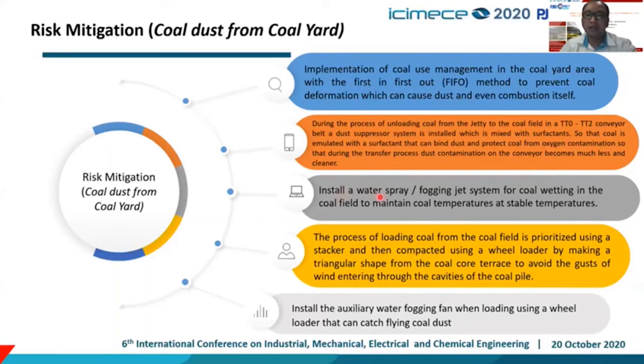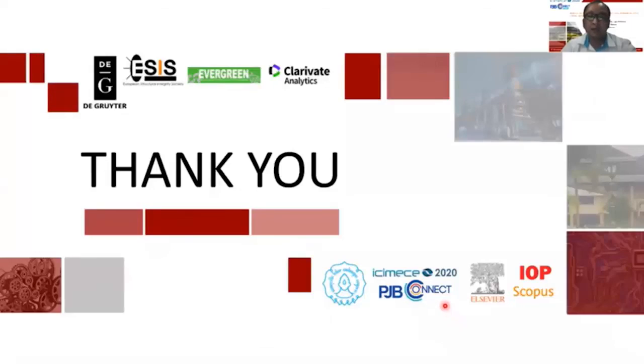And the third is to install a water spray fogging jet system for coal wetting in the coal yard to maintain coal temperature at a stable level. And fourth, the process of loading coal in the coal yard is prioritized using a stacker and then compacted with a wheel loader, making a triangular shape from the coal yard terrace to avoid gusts of wind entering through the cavities of the coal pile. And the last, install an auxiliary water fogging fan when loading with a wheel loader, which can catch flying coal dust.